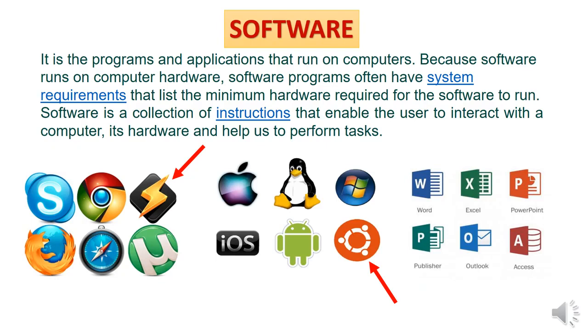Software. It is the programs and applications that run on computers. Because software runs on computer hardware, software programs often have system requirements that list the minimum hardware required for the software to run. Now I will give you one example.